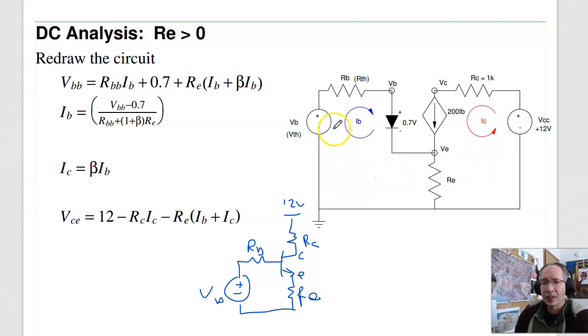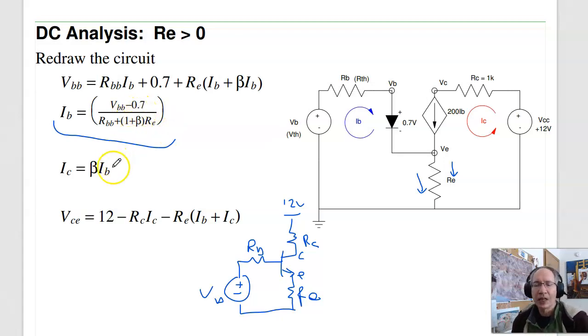Now to analyze, if I sum the voltages around this loop to 0, well, I'll first define this current as IB. This current is 200 IB, or IC. Going around this loop, VBB is equal to RB times IB plus 0.7 plus RE times (IB plus IC). And IC is beta IB. Solving for IB, I get this. It's your VBB minus 0.7. That's the voltage driving the current. And the resistance is RB plus (1 plus beta) RE.